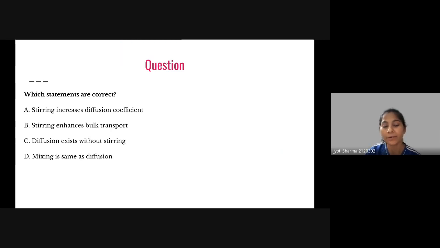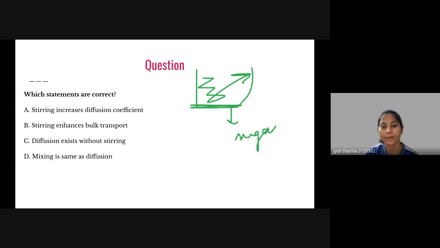Coming to the next question, which statements are correct? Stirring increases diffusion coefficient. Stirring enhances bulk transport. Diffusion exists without stirring. And mixing is the same as diffusion. Okay, again, I have this sugar and water. So you have this water, and here you have sugar. Whenever we are stirring it, let's say with some stirrer or spoon, what will happen? Obviously, the sugar will dissolve. Sugar will dissolve whenever we are stirring it. But what is stirring doing?